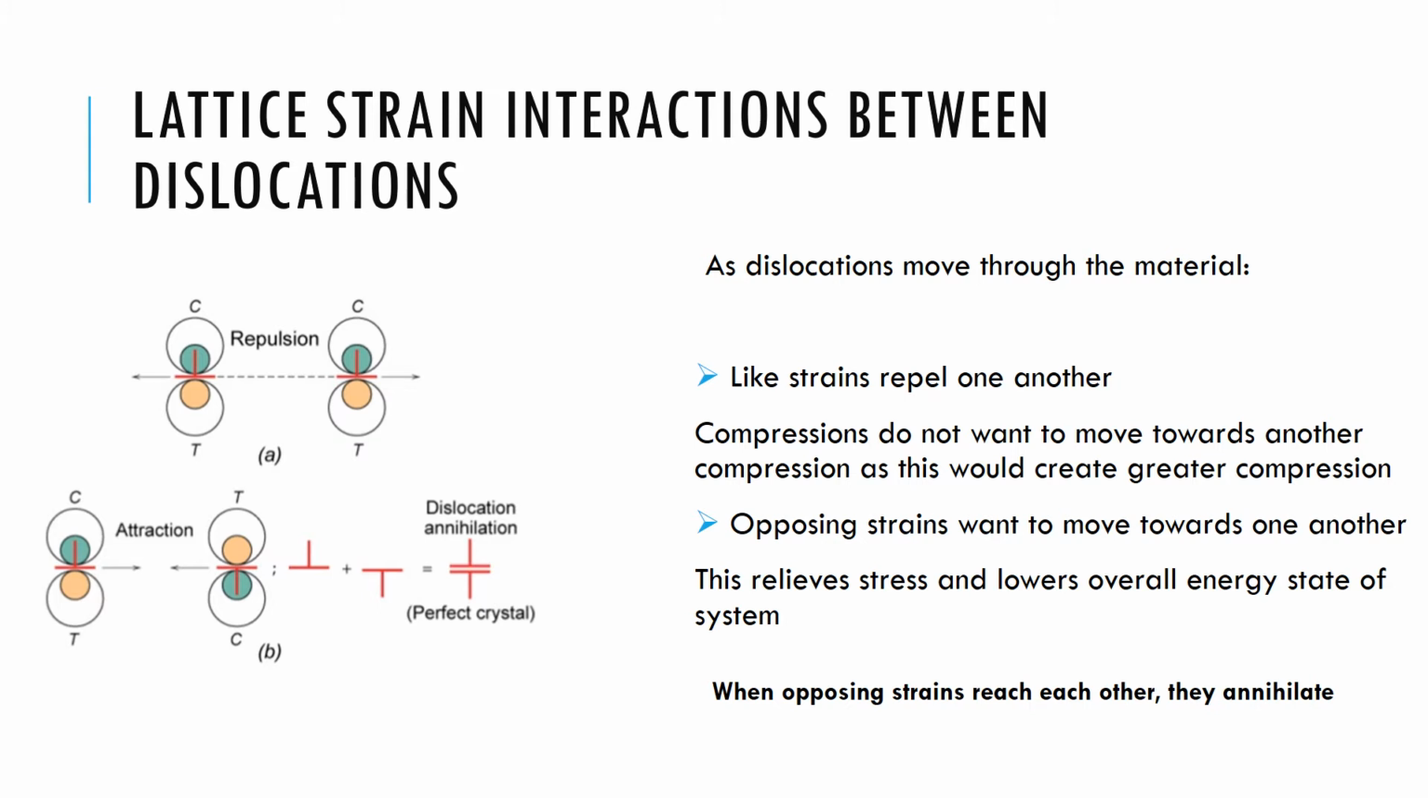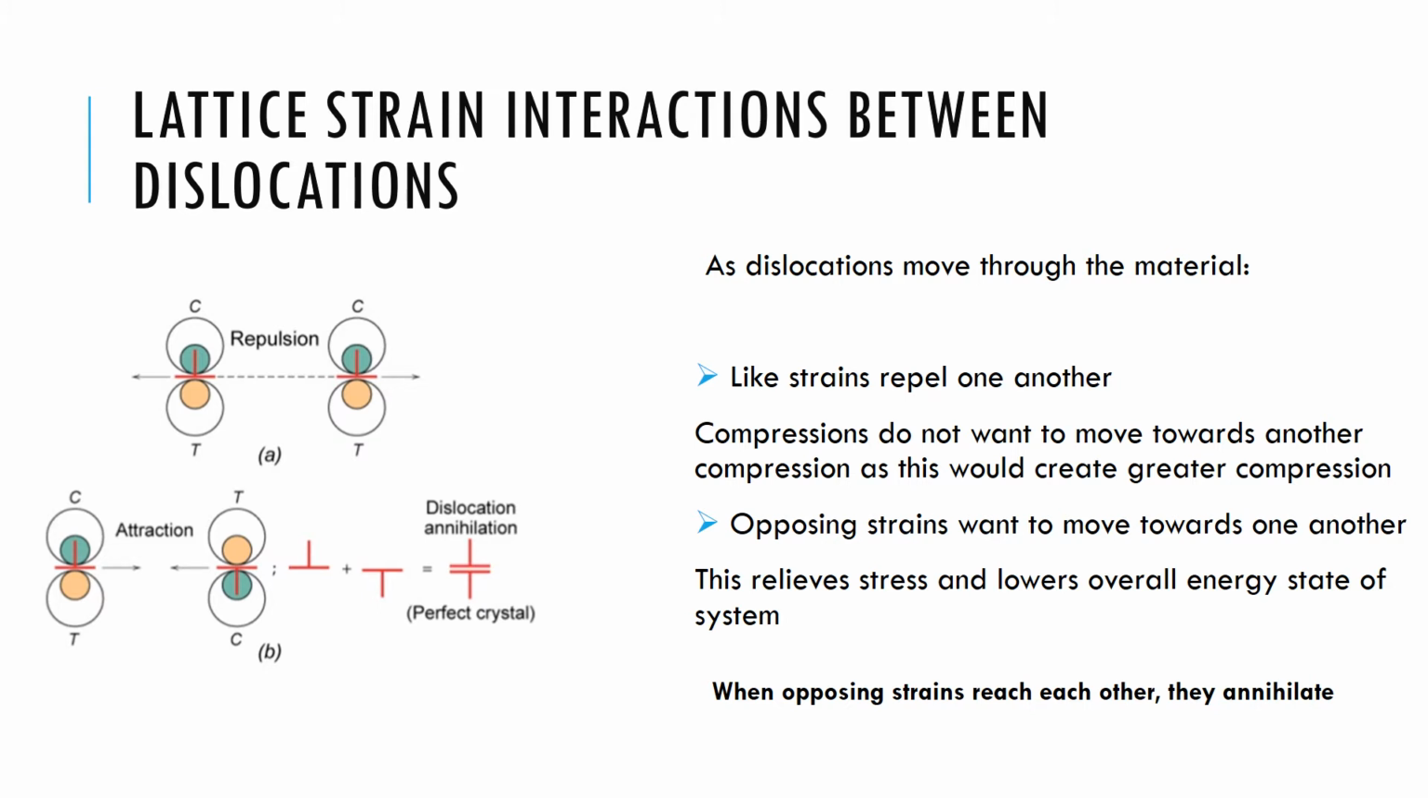However, opposing strains will want to move towards one another. So in a slip system, compression will want to move towards tension and vice versa, because what this does is it relieves the stress, whether that be compressive or tensile, and lowers the energy state of the system. And ultimately, when opposing strains reach each other, they very simply annihilate.